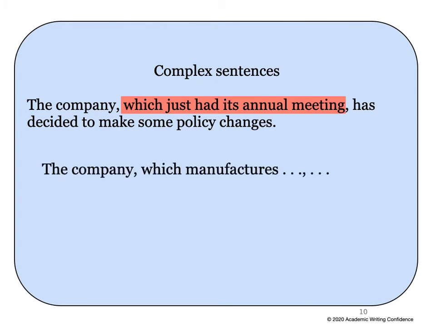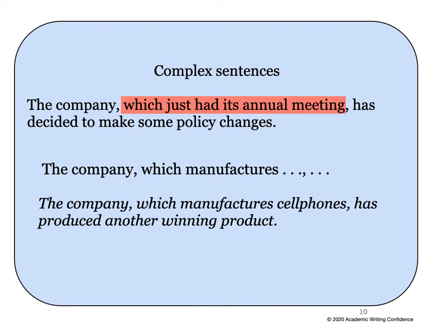Try writing a complex sentence in this pattern with this sentence beginning. Pause the video and practice writing a complex sentence using a relative clause. Here's an example of what could be written. The company, which manufactures cell phones, has produced another winning product.